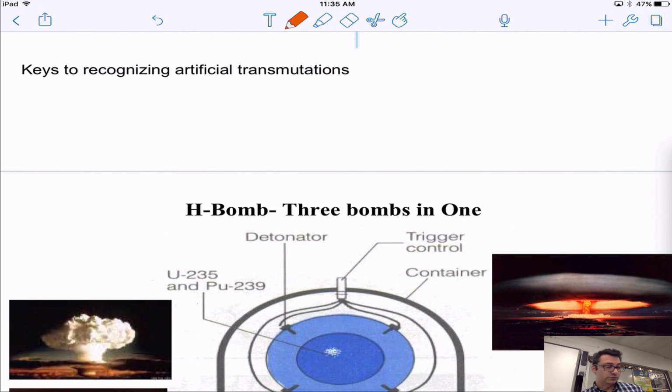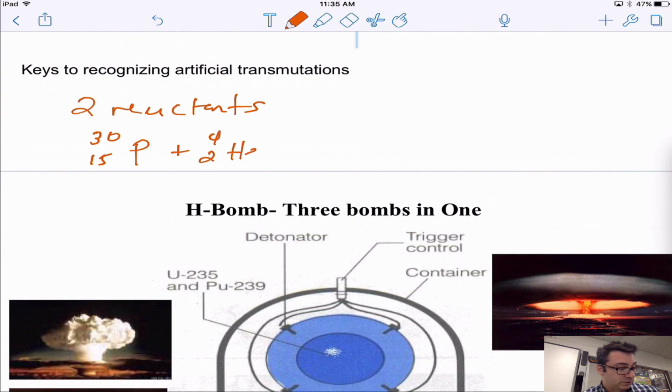Now, when we do artificial transmutations, there's other types of artificial transmutations that can occur besides fission and fusion. But a key to recognizing them is that you start with two reactants. For example, something that's not fission or fusion, maybe phosphorus-30, and I could bombard it with something like an alpha particle. You'll see there's two reactants reacting with each other. When I see these two reactants reacting, I know that I'm going to undergo an artificial transmutation. To be a transmutation, remember, you have to generate a new element completely. So this might produce something like sulfur-32.